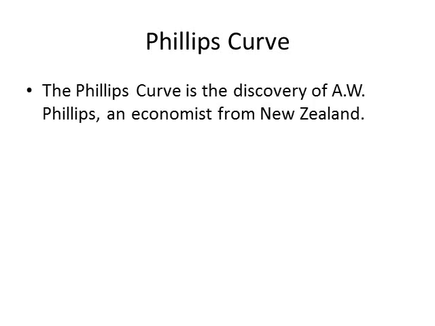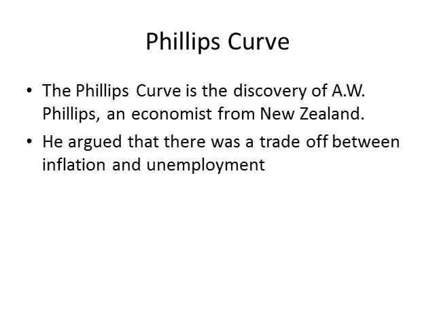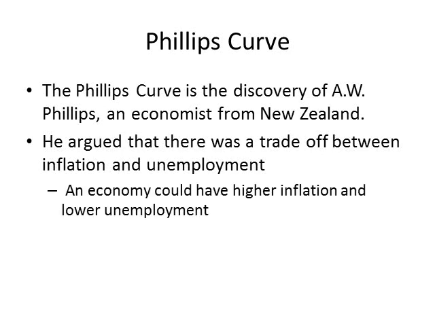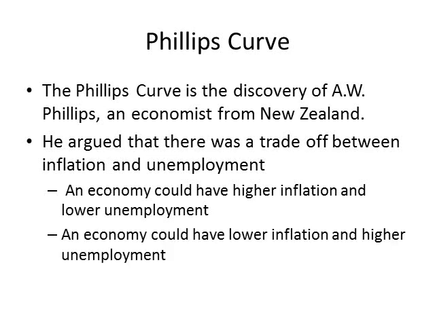The Phillips Curve is the discovery of A.W. Phillips, an economist from New Zealand. He argued that there was a trade-off between inflation and unemployment. Specifically, he argued that an economy could have higher inflation and lower unemployment, or an economy could have lower inflation and higher unemployment.